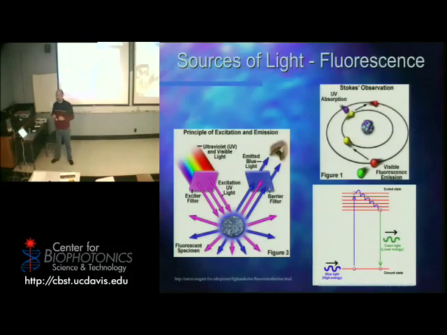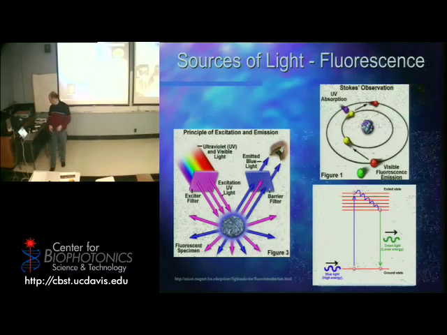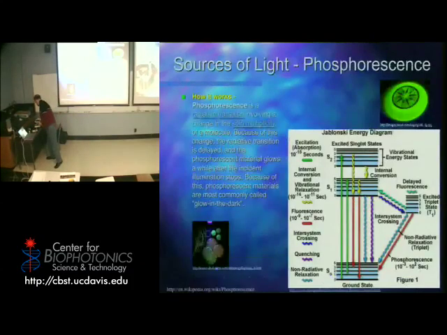It requires an external energy source. It requires something to come in and give it the energy that caused the fluorescence to happen. The moment it's gone, it's gone. Okay, so now let's look at phosphorescence.